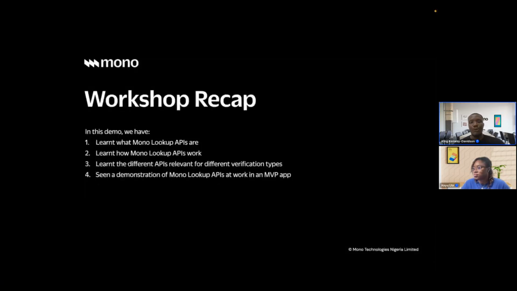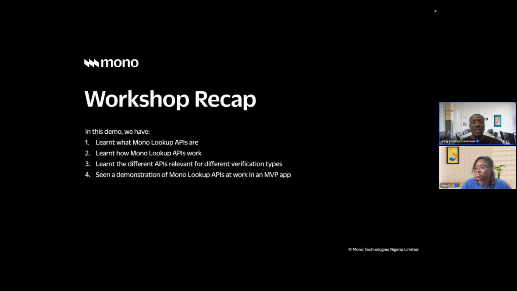So we're going to do a quick recap of what we have learned so far. We've been able to learn what Mono Lookup APIs are. I'm sure we have learned quite a lot from this knowledge sharing. We've been able to also learn how these Mono Lookup APIs work. So speaking to identity verification, speaking to house address verification, speaking to CAC, we've been able to know what is needed in each request, and then I believe this information will help us with implementing each of the APIs on your own end. Also, we've been able to learn the different APIs that we have seen and the different verification types, as Keyus shared earlier.